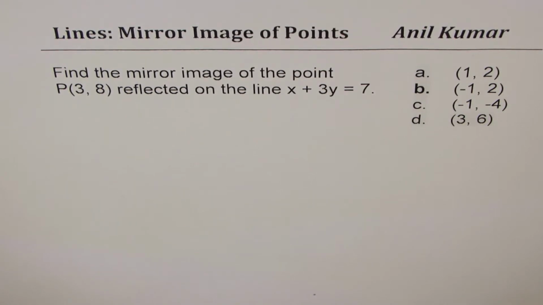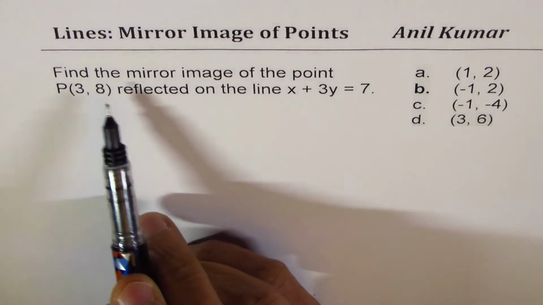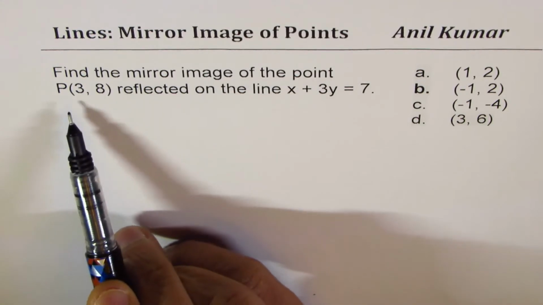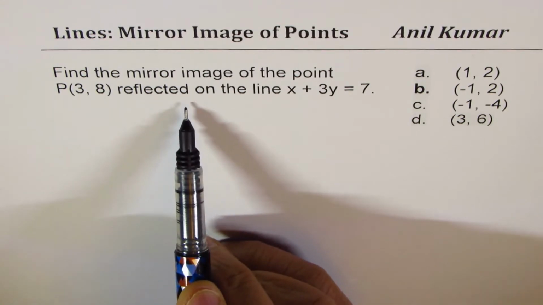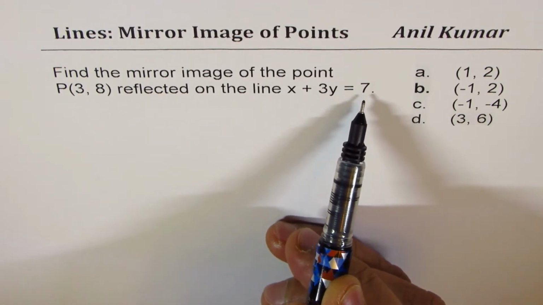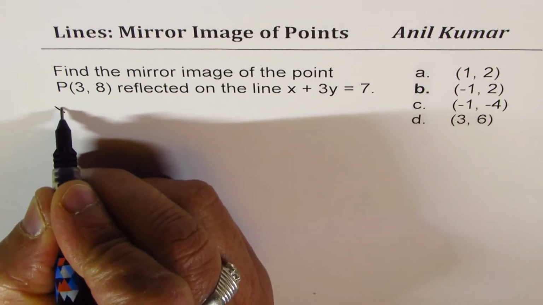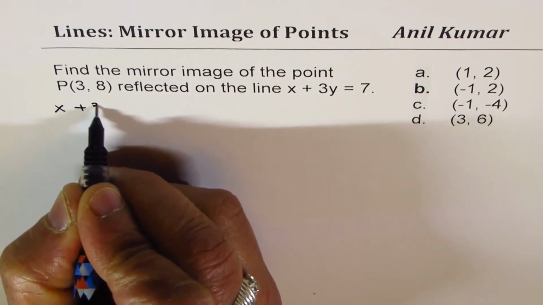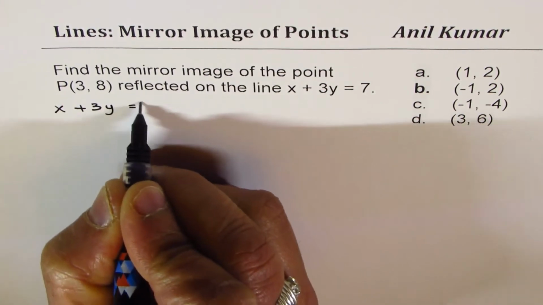I'm Anil Kumar, sharing with you the solution of a question where we will learn how to find the image of a point when reflected over a line. The question here is, find the mirror image of the point P (3, 8) reflected on the line x plus 3y equals 7. So the line is given to us as x plus 3y equals 7.